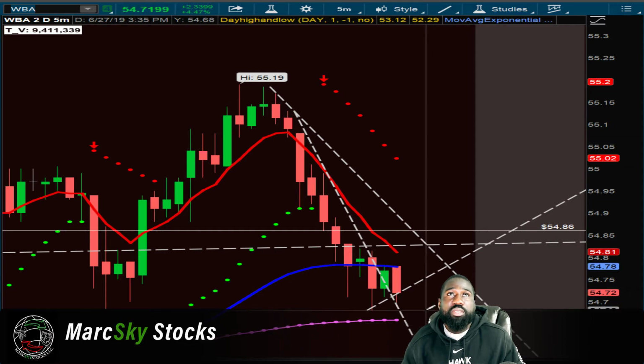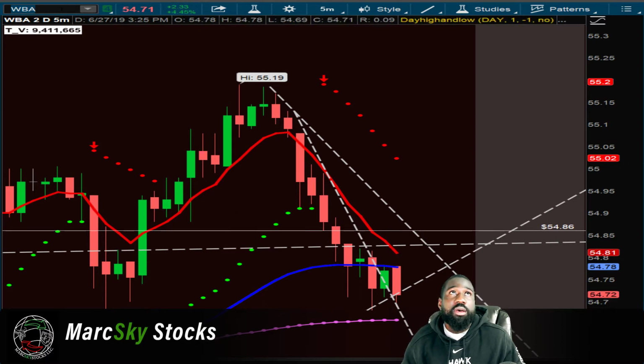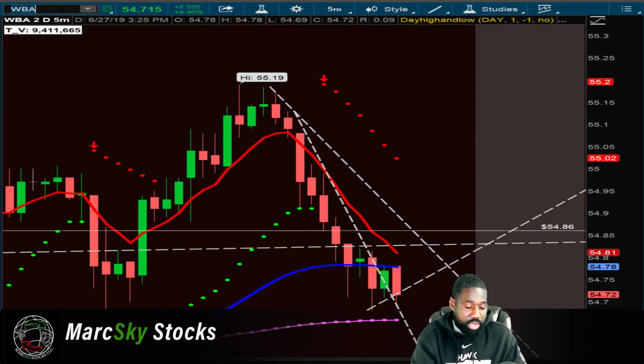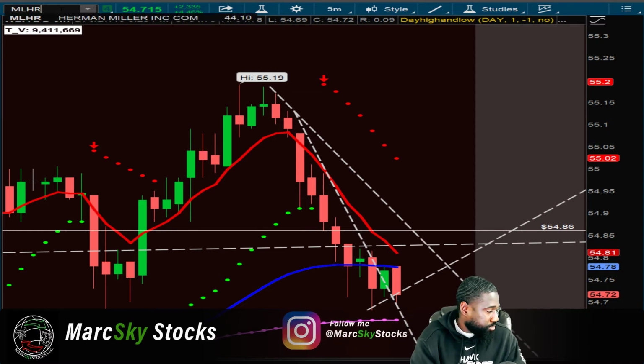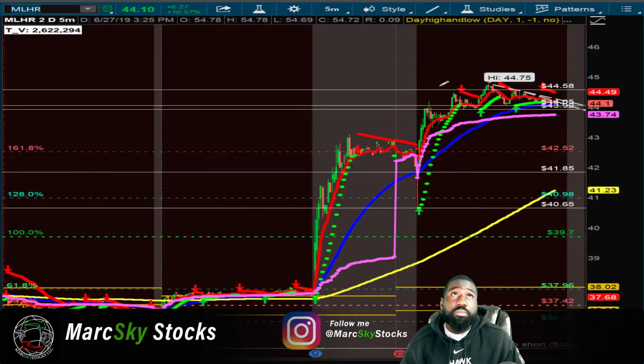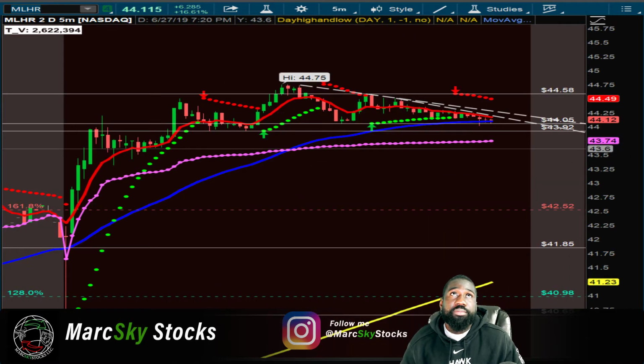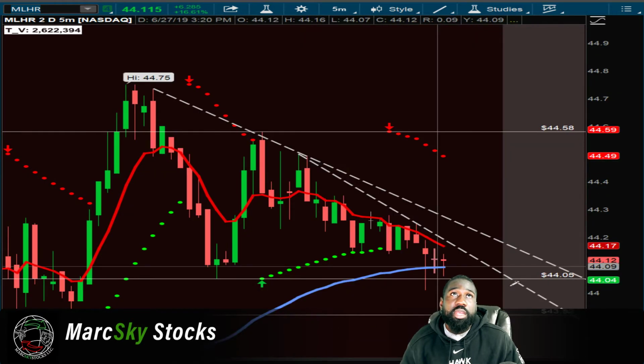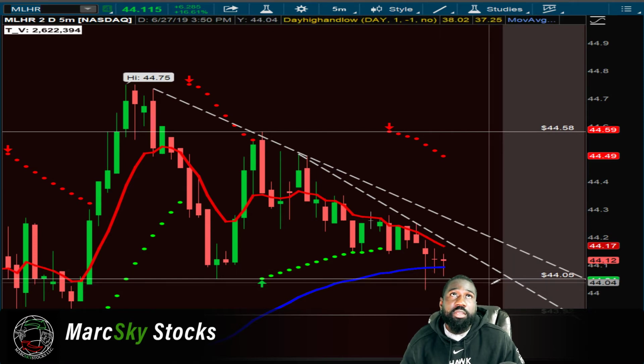So your stops would be 64.68. That one. ML, what was it? MLHR. All right, same concept. You need to take out 44.05 and then you get more downside.